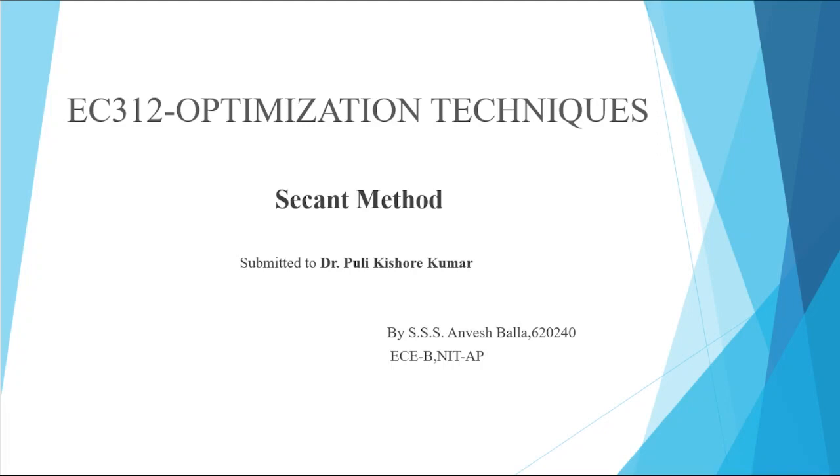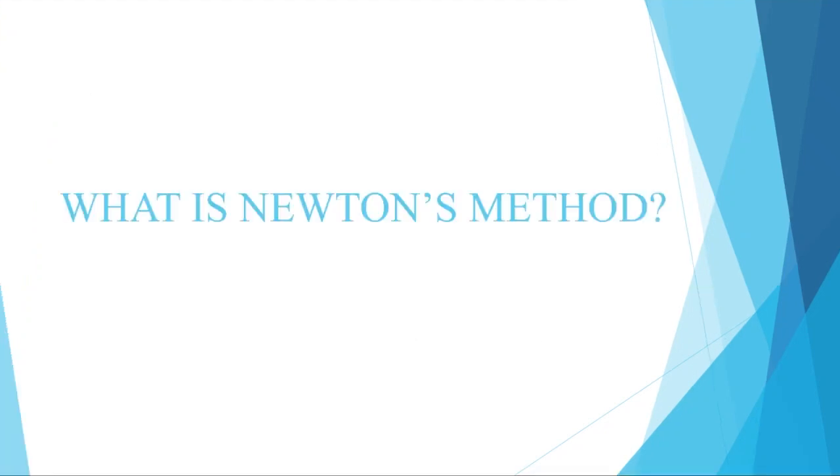We'll be discussing the secant method. But before we get into the main topic, let's briefly discuss Newton's method. Newton's method is a numerical optimization algorithm used to find the roots, minimums or maximums of a function. It uses the derivative of the function to find the root by approximating it with a tangent line at an initial guess. It iteratively refines the estimate of the root until a desired level of accuracy is reached.